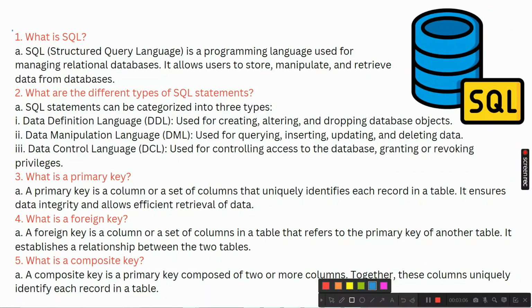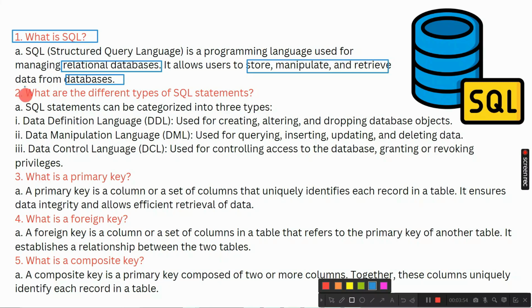So the first question is, what is SQL? As we all know, SQL stands for Structured Query Language. Okay? Or we can say SQL is a programming language which is basically used for managing a relational database. And with the help of SQL, we can store, manipulate, and retrieve data from different databases. Alright? This is called SQL. So SQL is a structured query language which is basically used to store, manipulate and retrieve data from different databases.